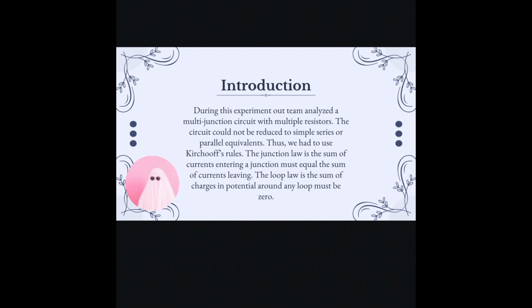During this experiment, our team analyzed a multi-junction circuit with multiple resistors. The circuit could not be reduced to simple series or parallel equivalence, thus we had to use Kirchhoff's rules. The junction law is that the sum of currents entering a junction must equal the sum of currents leaving. The loop law is that the sum of changes in potential around any loop must be zero.